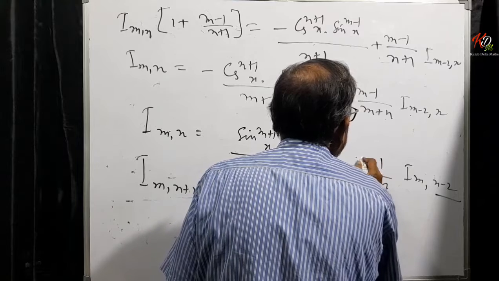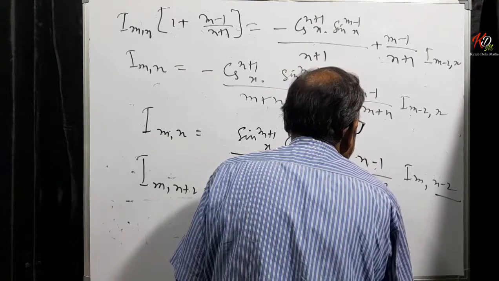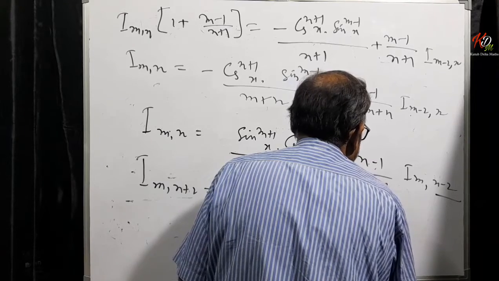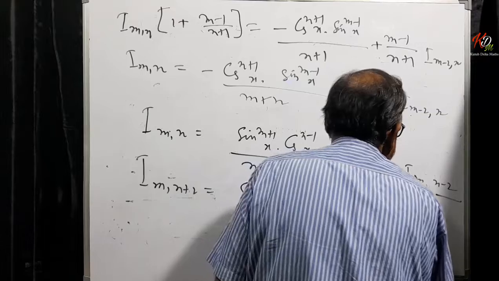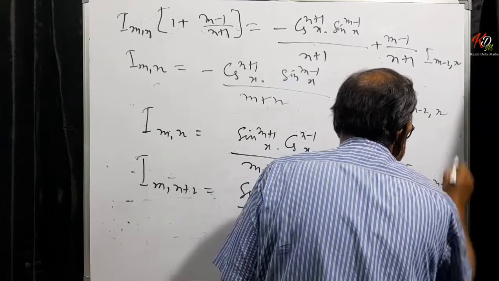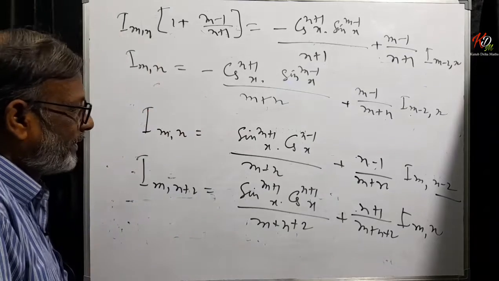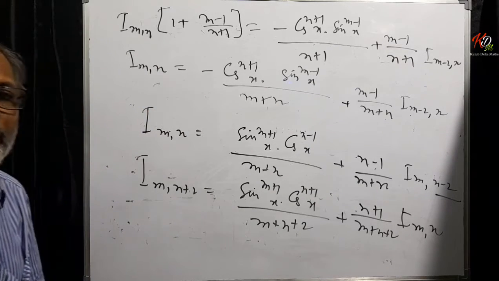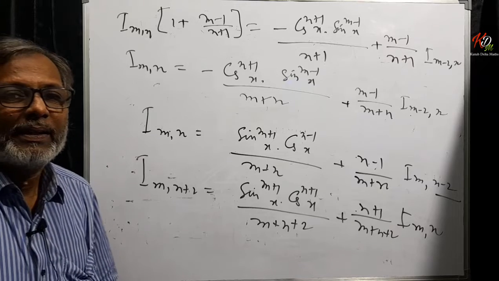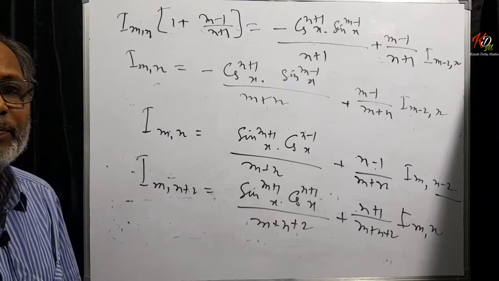Here will be n minus 1, n plus 1, m plus n plus 2, I m n, replacing n plus 2 for n. This is the reduction formula, and these formulas are applied when m is positive and negative and n is negative and positive.